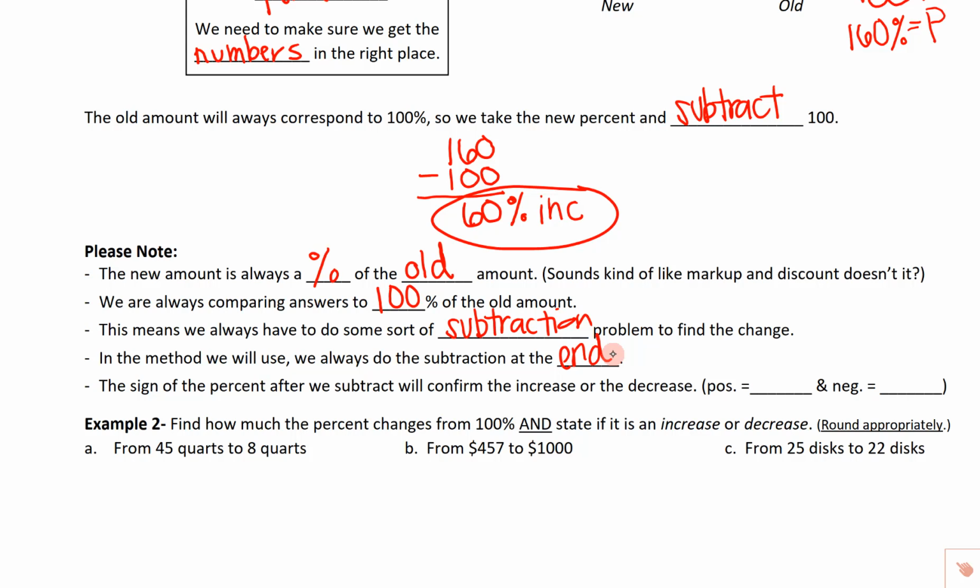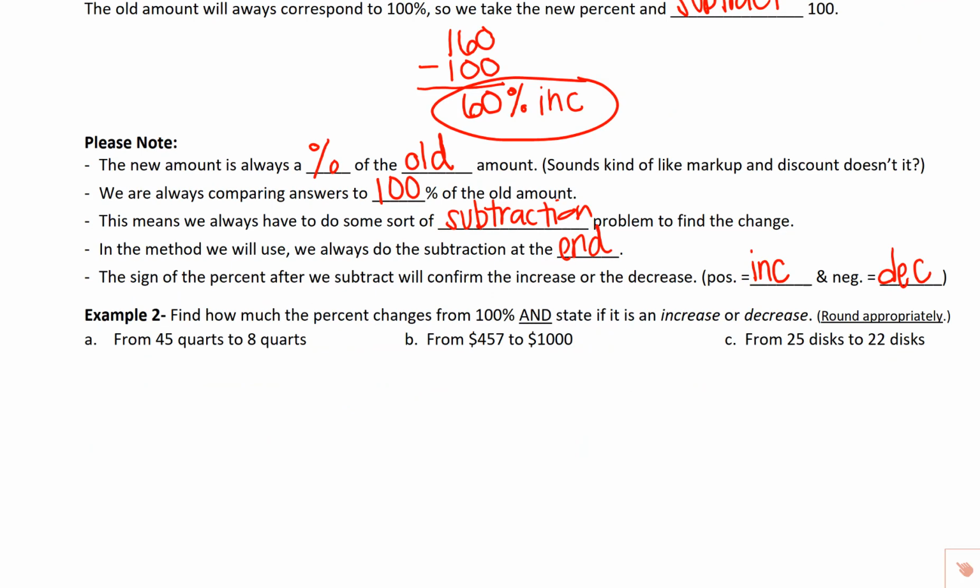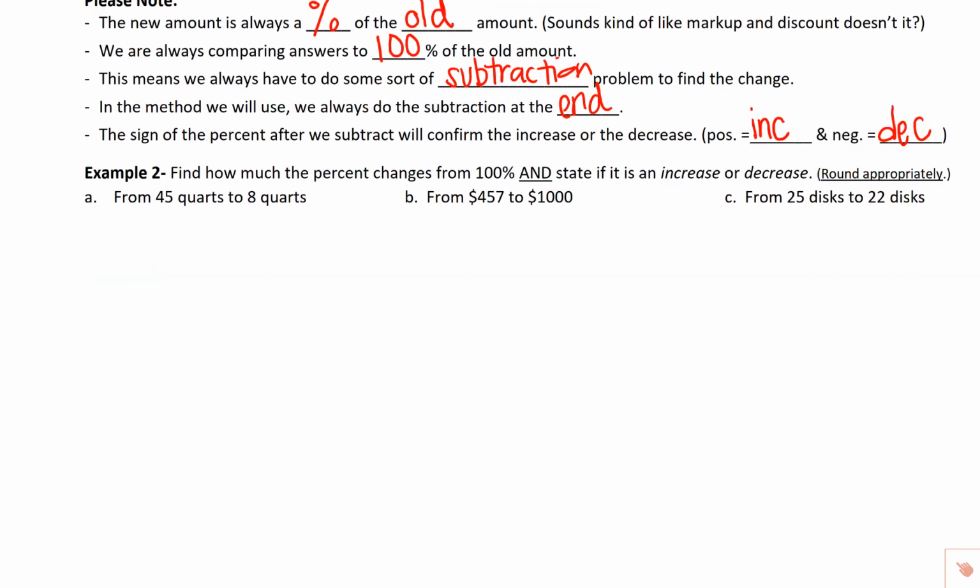And then the last thing is the sign of the percent after we subtract will confirm the increase or the decrease. So if I get a positive answer at the end, that tells us that it was an increase, and if we get a negative number at the end, that tells us that it was a decrease. So let's go ahead and look at these three problems and set them up.